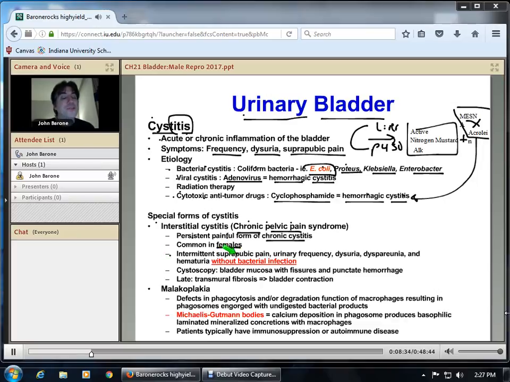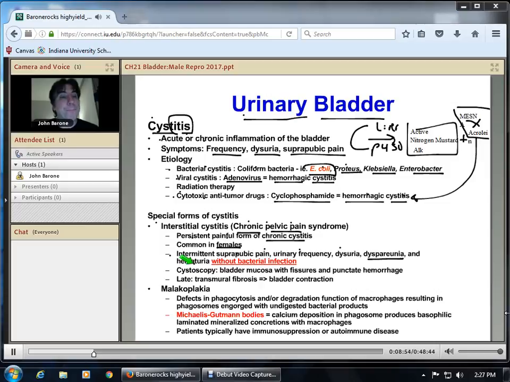And what they're going to have is, from time to time, intermittent pain in the suprapubic area. They'll get frequency and dysuria. They'll get pain during intercourse, dyspareunia. Ooh. And every once in a while they get hematuria. Well, John, this sounds like an infection. This sounds like infectious cystitis.